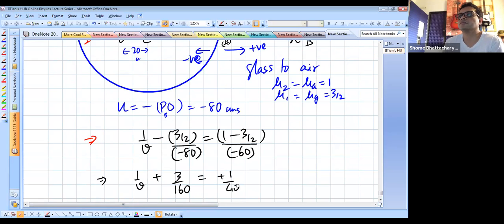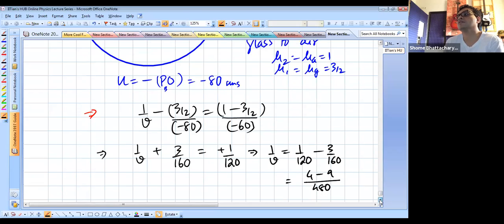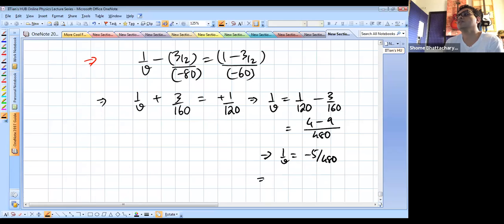So 1 by v is 1 by 120 minus 3 by 160. So we can take 480 as our LCM. So we are getting this as minus 5 by 480 as 1 by v. So v is coming out to be minus 96 centimeters.